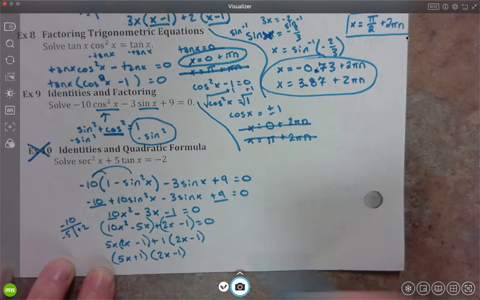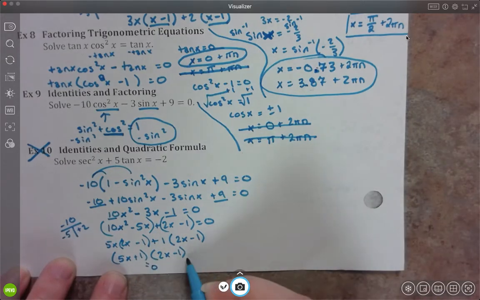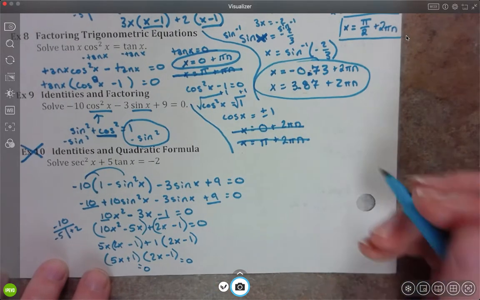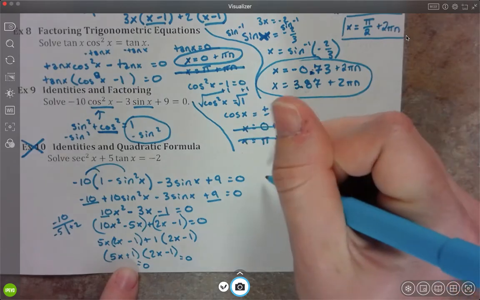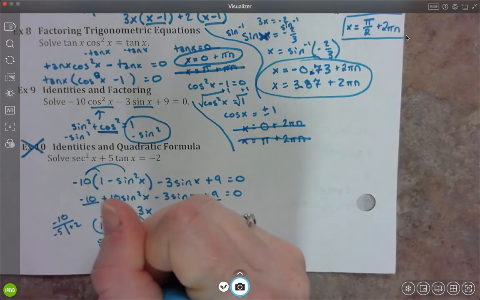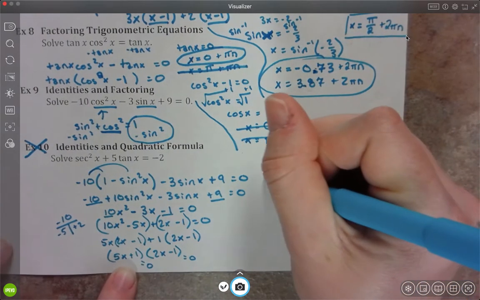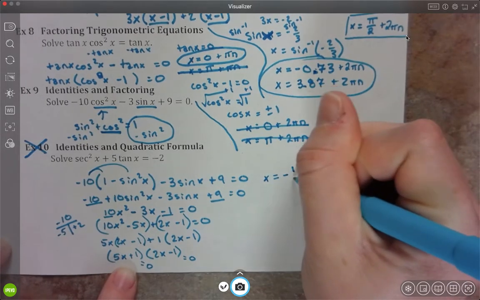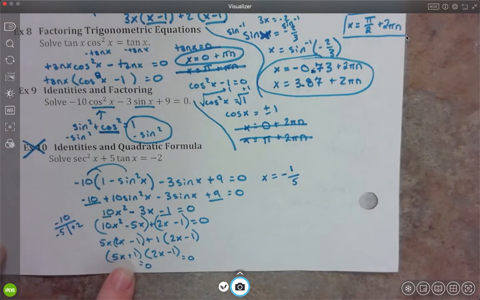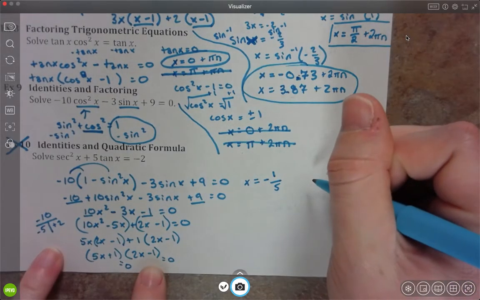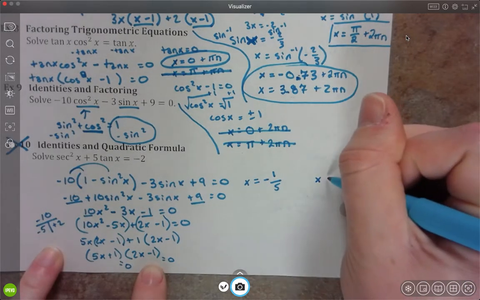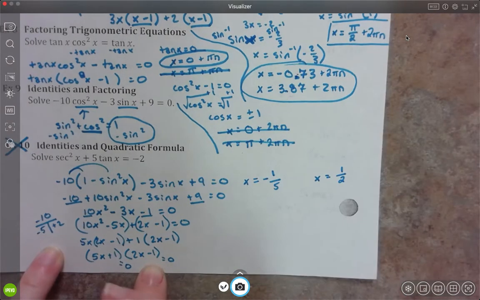Okay. All right, now, if I set each one of these equal to 0, I'm going to go kind of fast through this next part. If I set 5x plus 1 equal to 0, I'm going to try to do some of this in my head. I would subtract the 1 and divide by 5. So subtracting 1, dividing by 5 will be x equals negative 1/5. Okay, this other one, 2x minus 1, I would add the 1 and divide by 2. So x would be 1/2 there.